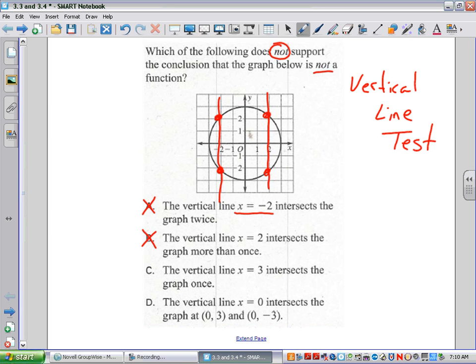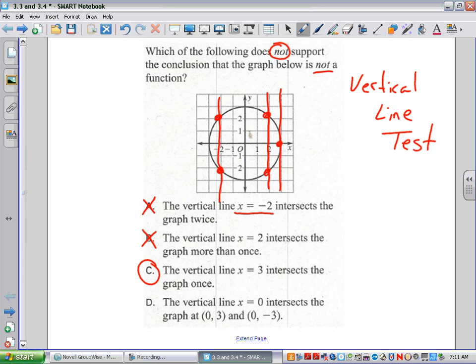Let's try C. The vertical line x equals 3 intersects the graph once. Well, x equals 3 would be this line right here. And yes, it only hits it 1 time. But you can tell that's because it's a tangent to the circle. That would be my answer.